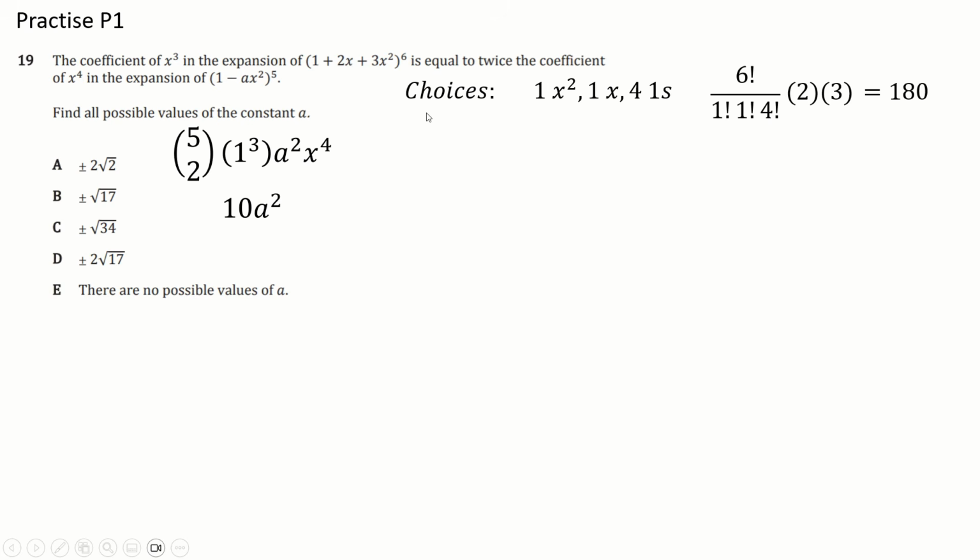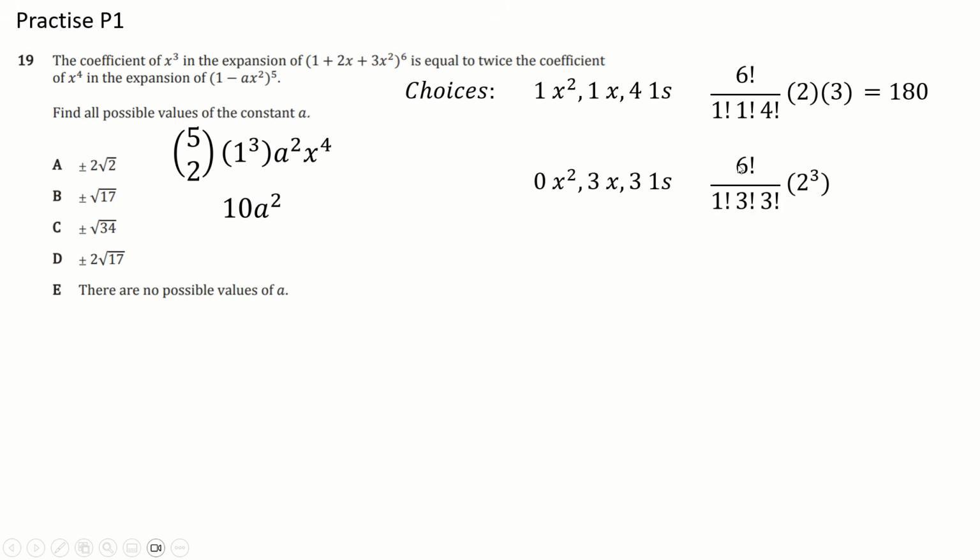However, the other choice is to take none of these and take 3 of those to get an x cubed, and then, of course, you need to take 3 of those as well. So the coefficient here will be 6 factorial over 0 factorial, which is just 1, 3 factorial, 3 factorial, and then, of course, because we're taking 3 of those, we also need to do 2x all cubed, that's times 8, or times 2 cubed in our calculation.